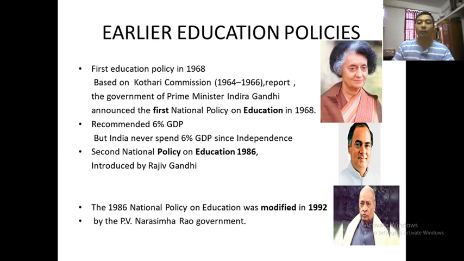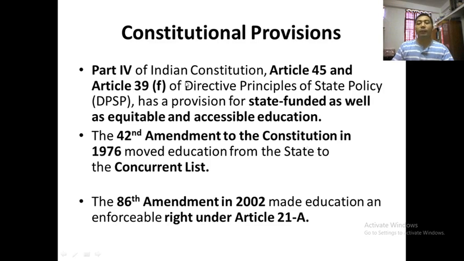The second national policy of education was introduced in 1986 by Rajiv Gandhi government, and it was partially modified in 1992 by P.V. Narasimha Rao government. From the beginning of Indian Constitution, education is also a part of the Constitution. In part 4 of the Indian Constitution, article number 45 and article number 39F of Directive Principle of State Policies has provision for state funded as well as equitable and accessible education.